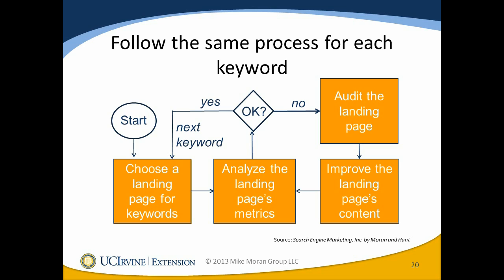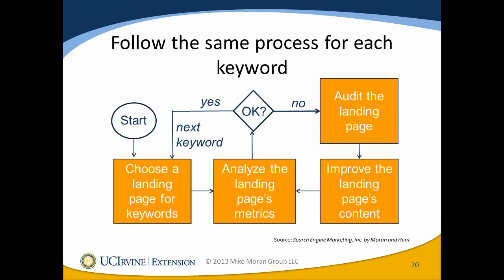So enough philosophy. Let's take a look at what the steps are in actually producing your optimized pages. So step by step, what do you do to optimize your content? Let's start by choosing a landing page for every keyword. Then you analyze that landing page's metrics. When you analyze the metrics, you're going to make a decision as to whether that page is performing the way you need it to perform.